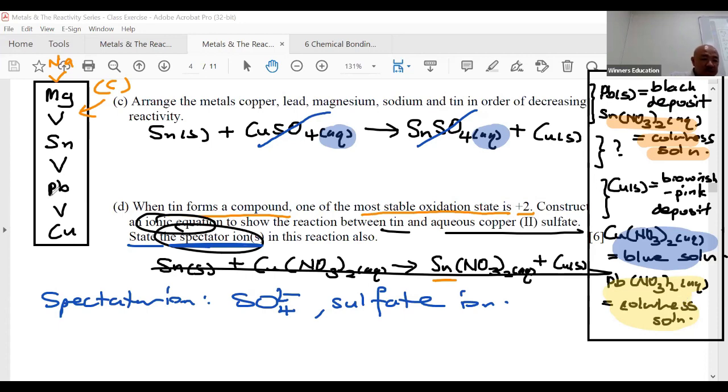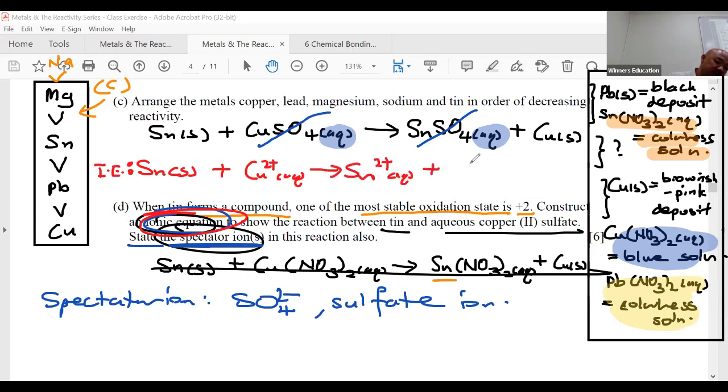And our equation is nothing but what? Whatever is left behind, just copy it down. So tin, the IE means ionic equation. Tin plus copper 2 plus gives you tin 2 plus and copper. And in an ionic equation, you automatically must put in state symbols. Please take note. Sometimes they guide you to say which state symbols. If they don't, you also must write. Okay? Because that's how we get it. It's through the state symbols.